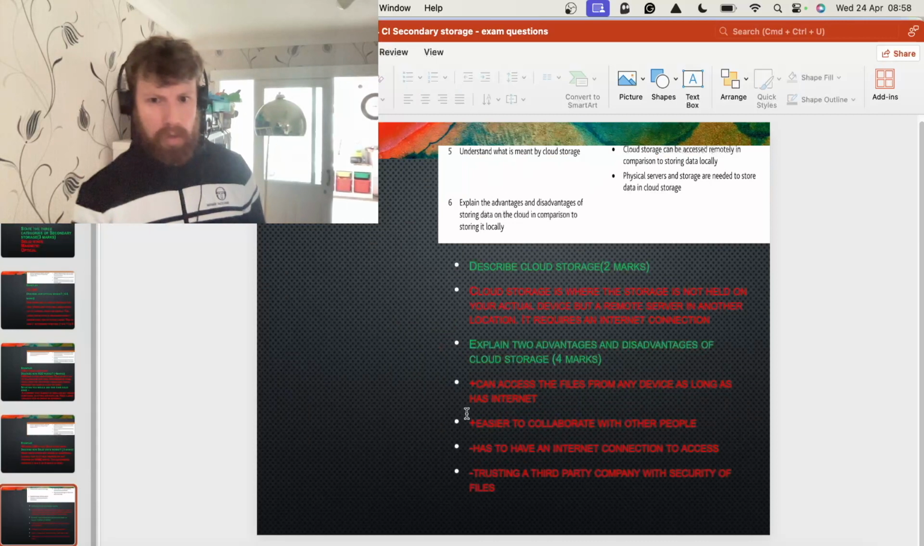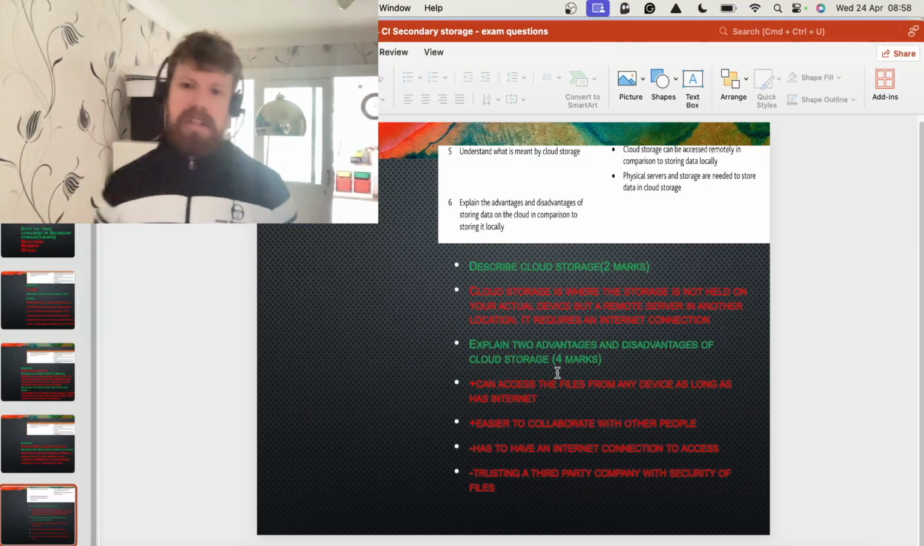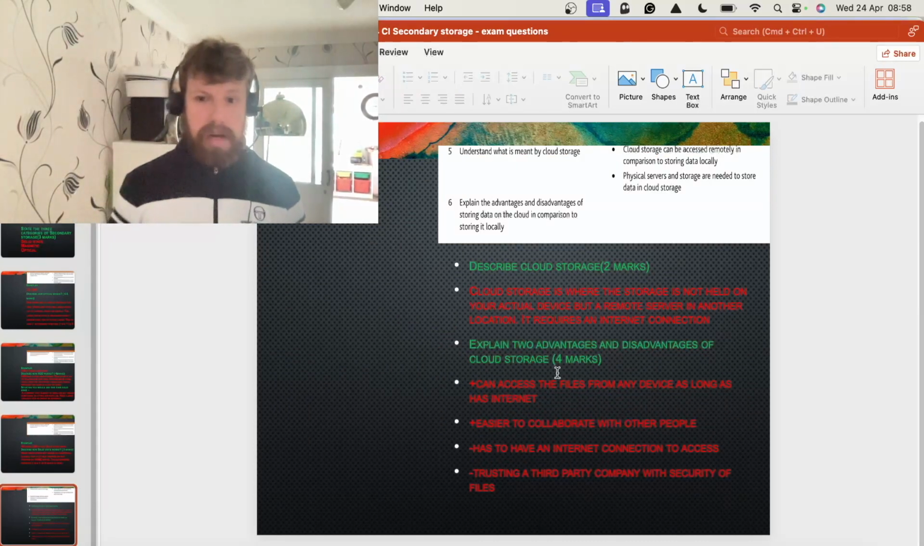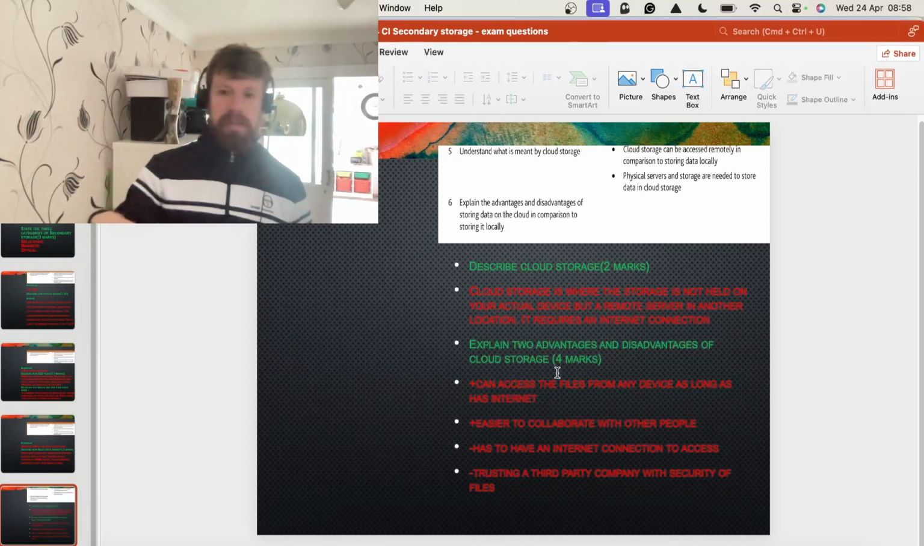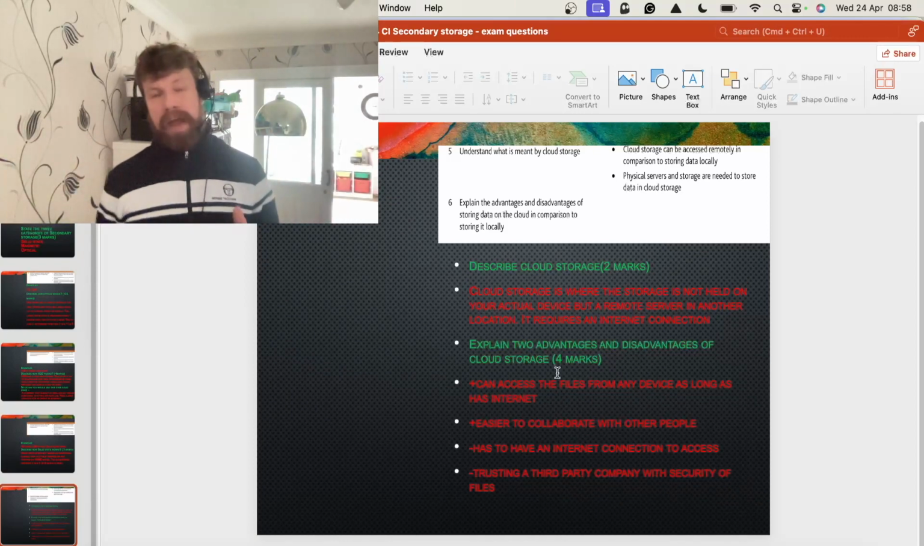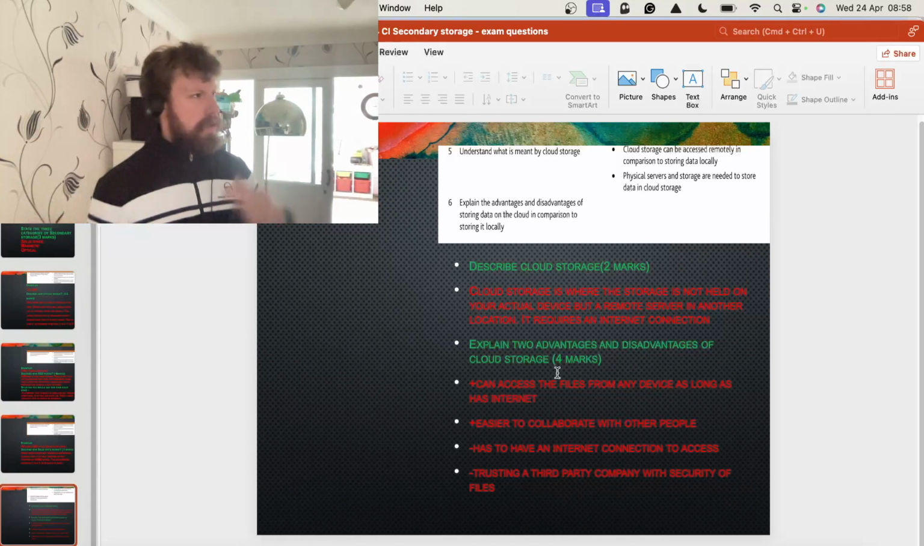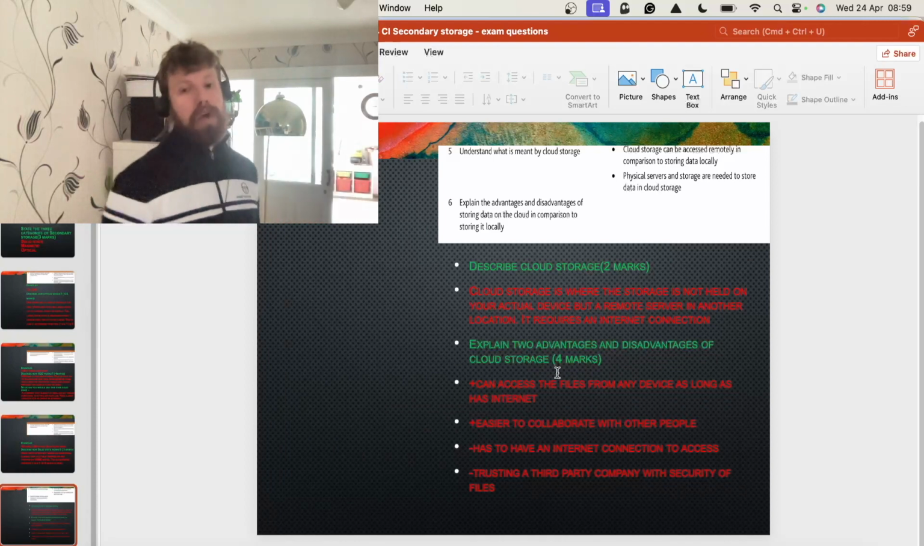Final little point is we're going to be looking at cloud storage. So let's get a quick definition: cloud storage is where the storage is not actually held on your device, but on a remote server in another location. This all requires an internet connection. So it's this idea that your files are no longer local on your device. They are somewhere else. That would be Office 365, Google Drive, these massive companies which we store files on.